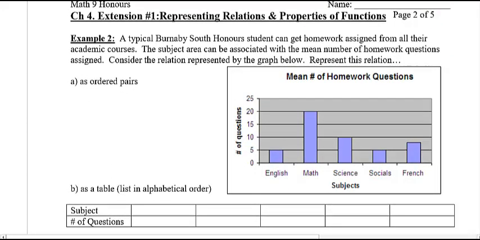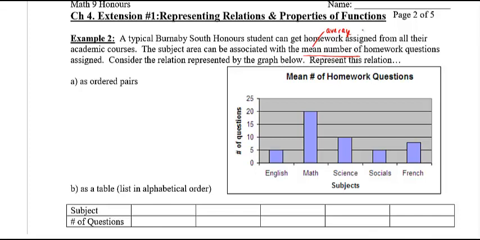All right? So turning the page now, let's see if you can look at example number 2. A typical Burnaby South honor student can get homework assigned from all their academic courses. And the subject area can be associated with the mean number of homework questions. Mean, not just like, oh, I'm really angry, but really in math it's the average. It's the average number of homework questions assigned.